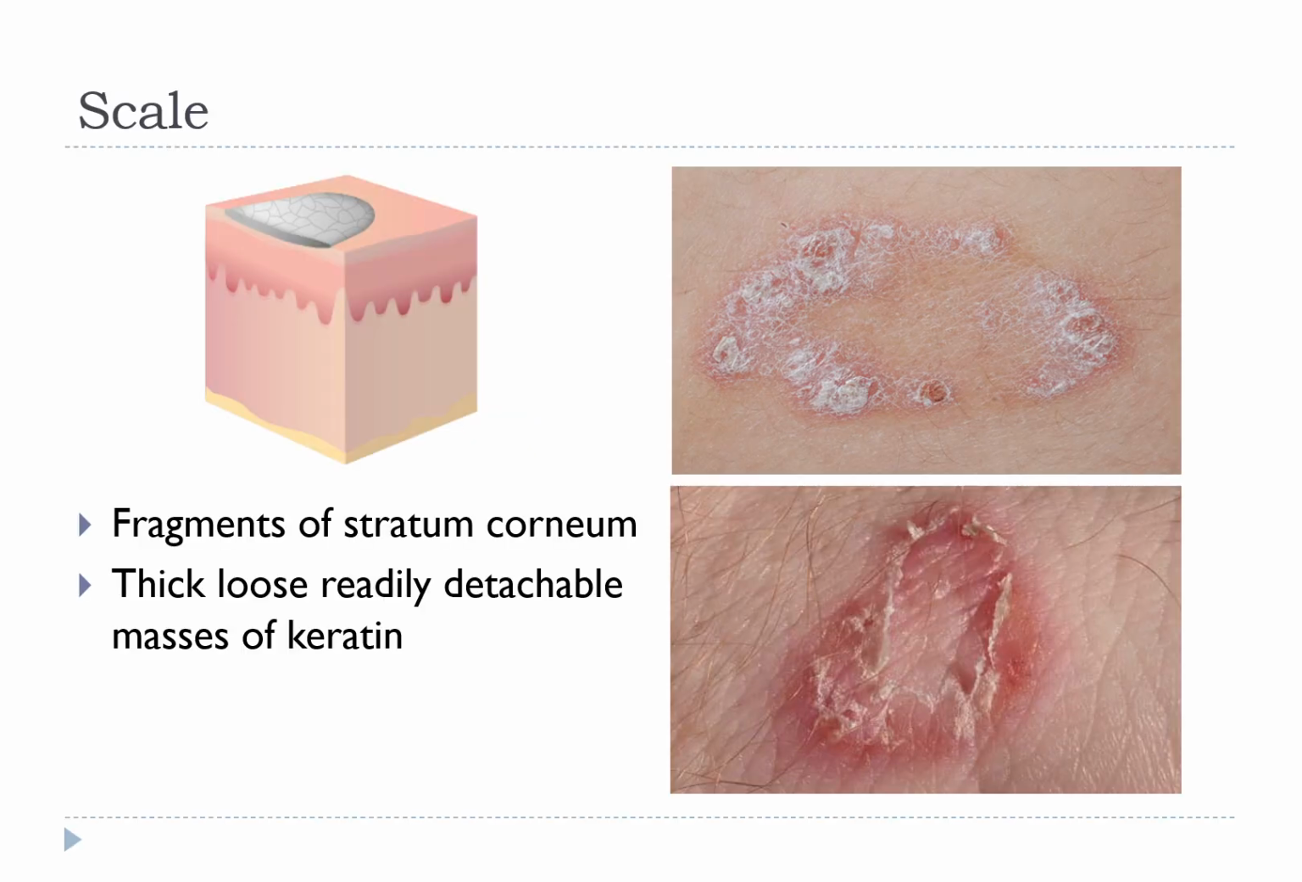Now we move to the secondary lesions, which are lesions that evolve over time. They do not appear de novo like the primary lesions. Scales are thickened, loose, readily detached fragments of stratum corneum. So they consist of keratin. They appear as white flakes due to increased cell turnover or accumulation of dead skin cells due to abnormal exfoliation. They are commonly seen in psoriasis, for example, whether on small papules or larger plaques.